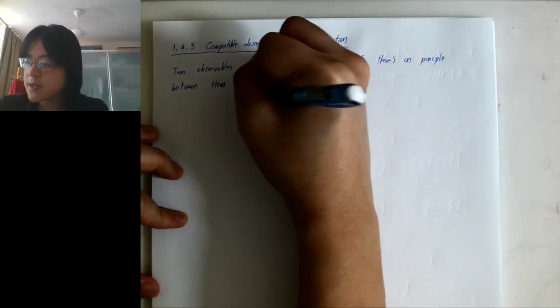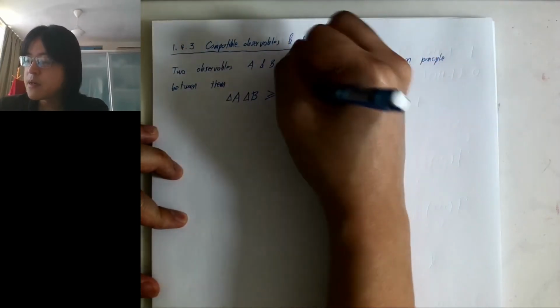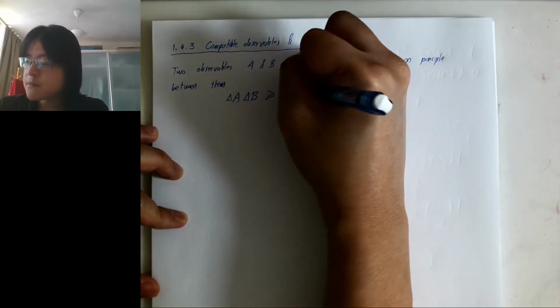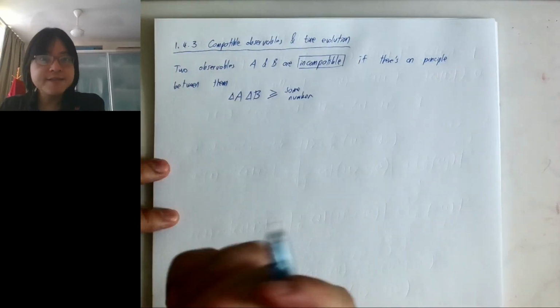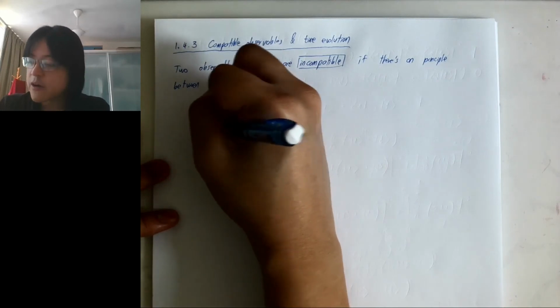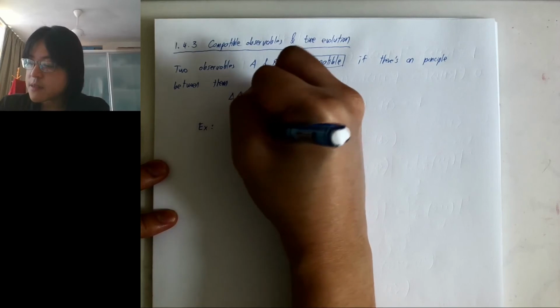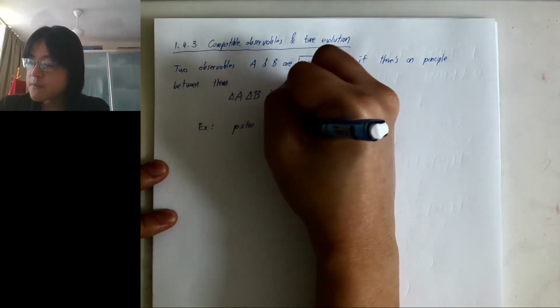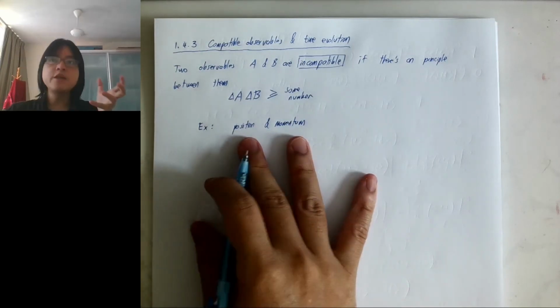For example, the uncertainty in the A measurement times the uncertainty in the B measurement is greater than some number. This is nothing fancy, because you have already learned this in modern physics. The standard example is position and momentum, right? So these are something you can observe.